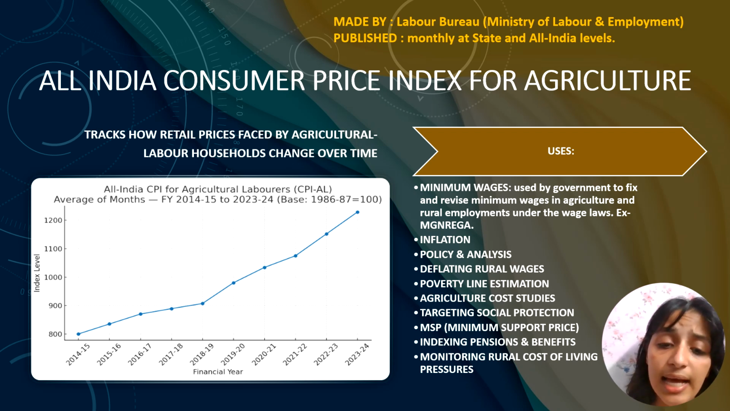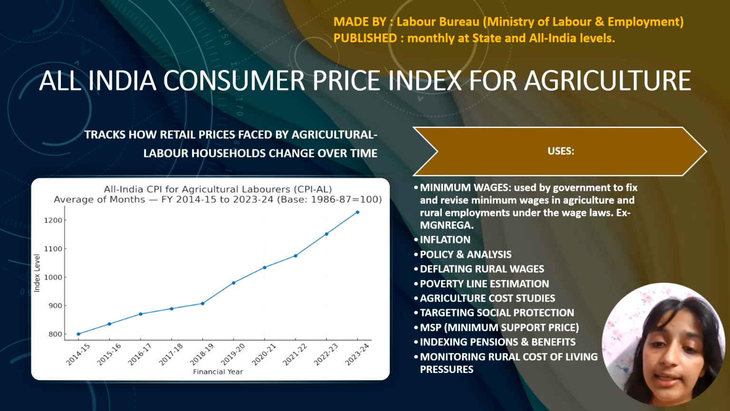In this example, we have taken the base as 1986-87, and so when we say it is 800 at 2014, it means compared to 1986-87, the increase in the price is 800%. We'll understand how. We will first see how it is used in real life.